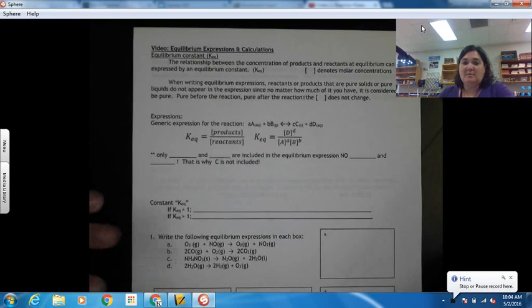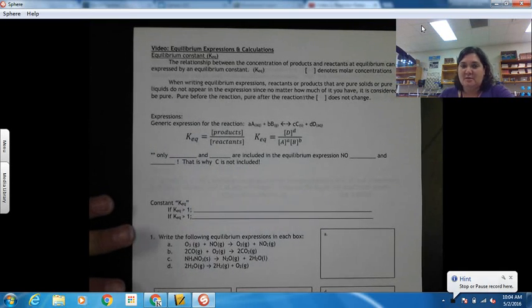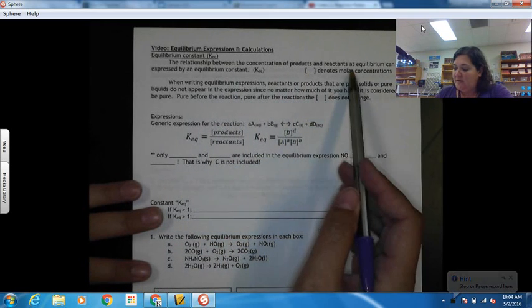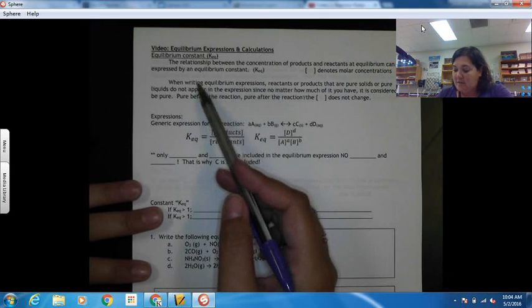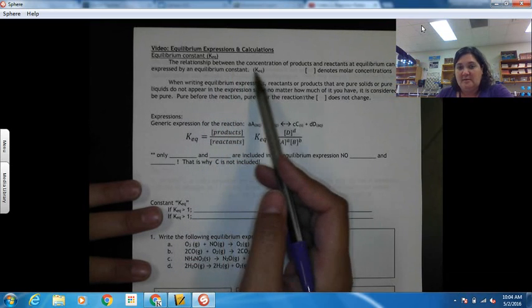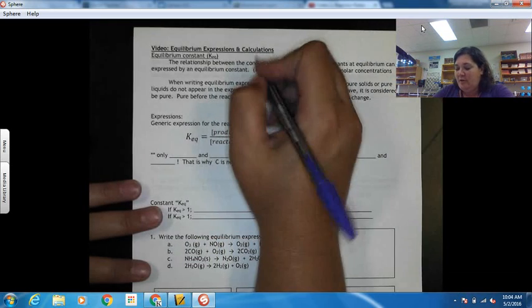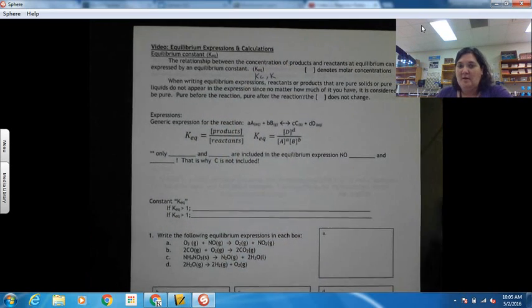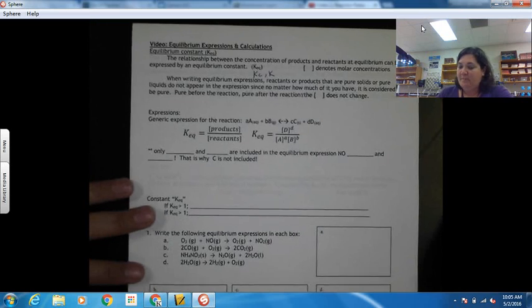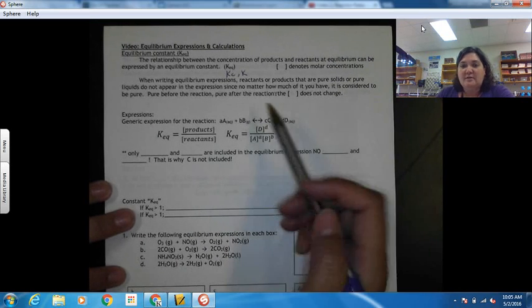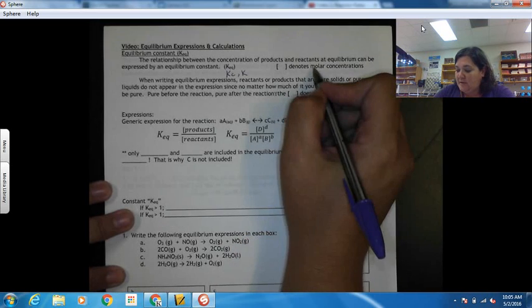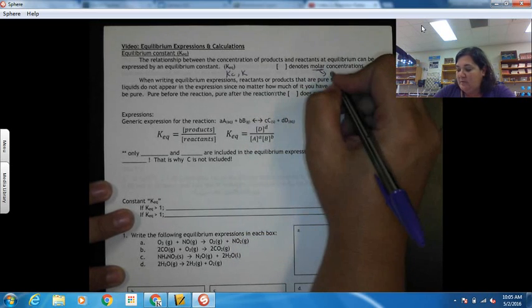Today's lesson is going to be about equilibrium expressions and calculations. So the relationship between the concentration of products and reactants at equilibrium can be expressed by what's called the equilibrium constant, which we call KEQ. We can also call it KC. It can also just be regular old K. All of those would mean the same thing. As we learned in our last unit with acids and bases, these square brackets tell us that we're talking about molar concentrations, right, which is referring to molarity.